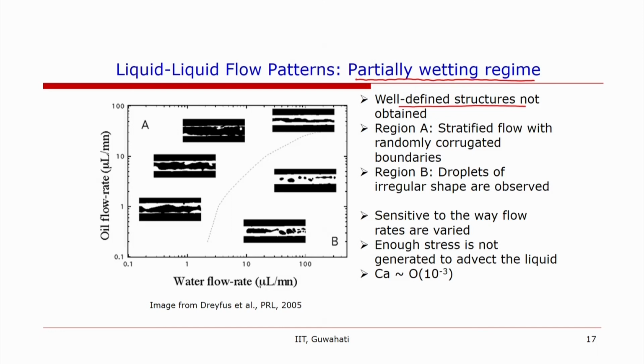They have observed some stratified flow, but not a smooth one. Some corrugations are there on the interface, and then they have droplets of irregular shapes, as one can see here. So basically this is sensitive to the way flow rates are varied, and what they suggest is that enough stress is not generated so that the fluid advects. The capillary number in these cases was of the order of 10 to the power minus 3.